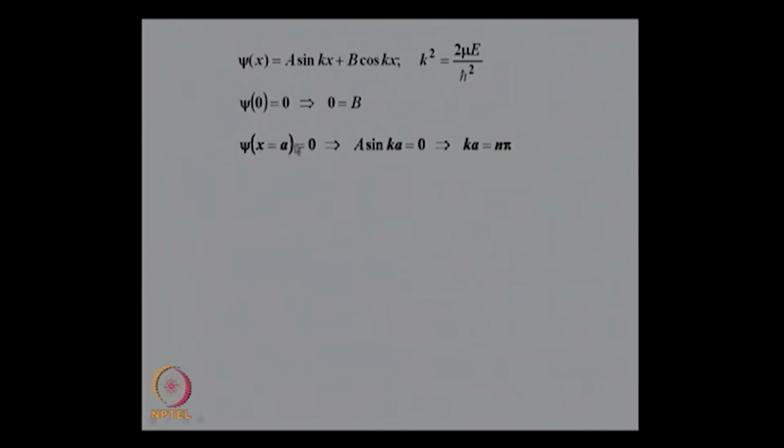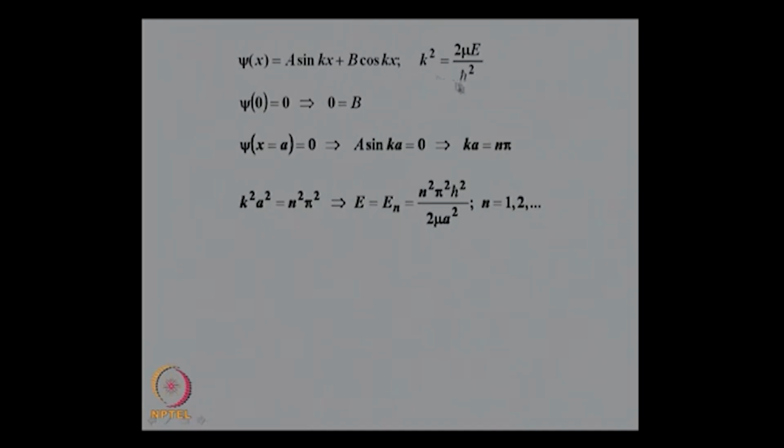For the wave function to vanish at x equal to a, we will have A sin k a equal to 0, and therefore k a must be equal to n pi, where n will take only the values 1, 2, 3, 4, 5, 6 and so on, but not 0, because 0 will correspond to a trivial solution. So, if I square this, you get k square a square is equal to n square pi square.